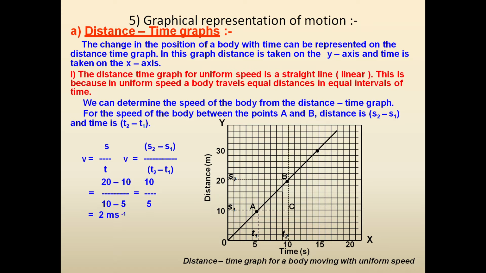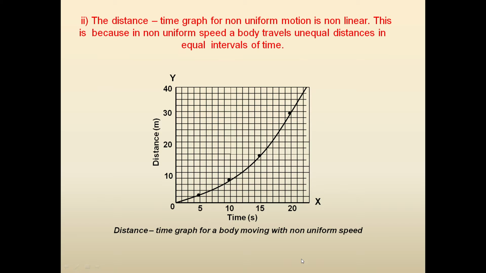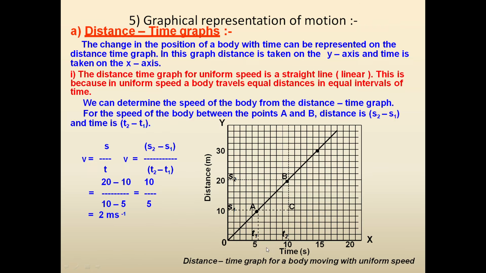Distance time graphs are the graphs between distance and time, when distance is taken along the y-axis and time is taken along the x-axis, whereas a velocity time graph is a graph in which velocity is taken along the y-axis and time is taken along the x-axis. We have two types of distance time graphs. First, for a body moving with uniform speed, and second, for a body moving with non-uniform speed.